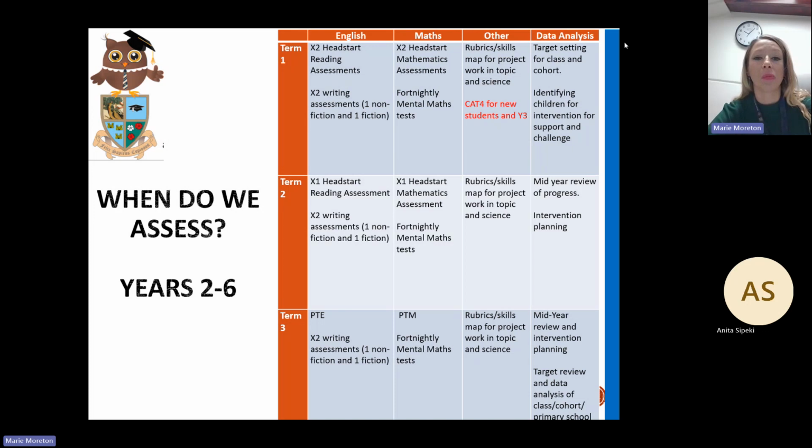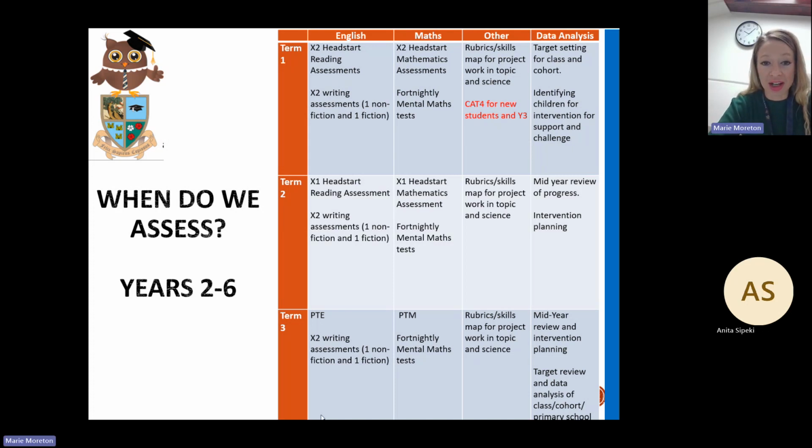You can see as well, into next term, we do a repetition of the Head Start, the writing, and the mental maths test. Term 3, we do the PTE and PTM. If you are a returning family, you will know that that stands for progress test in English and progress test in maths, and they also come home to parents. They give you some information about your child, what they can do in reading and maths specifically.